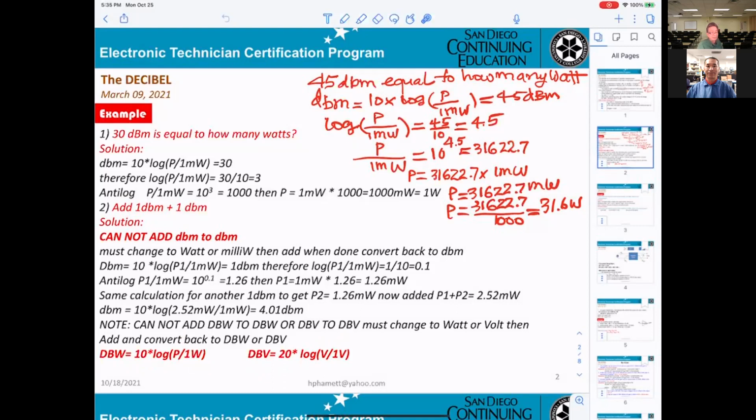So basically you cannot add dBm to dBm, you cannot add dB watt to dB watt, and you cannot add dB volt to dB volt. In order to do it, you have to convert to milliwatt or watt, or dB volt to volt. Add them up, then you can convert it back to dBm, dB watt or dB volt.